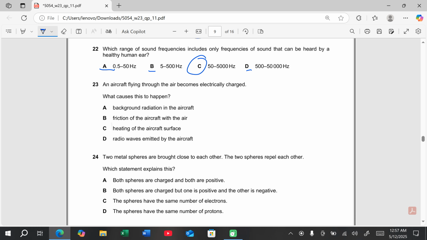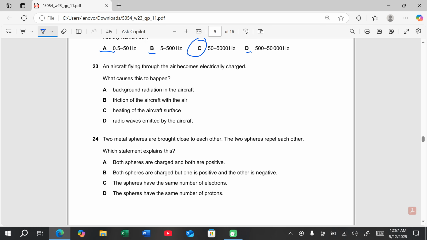An aircraft flying through the air becomes electrically charged. What causes this to happen? Background radiation, that's wrong. Friction of the aircraft with the air, yes, it is one of the causes. Heating of the aircraft surface, that's wrong. The radio waves, that's also wrong, so B is the right answer.